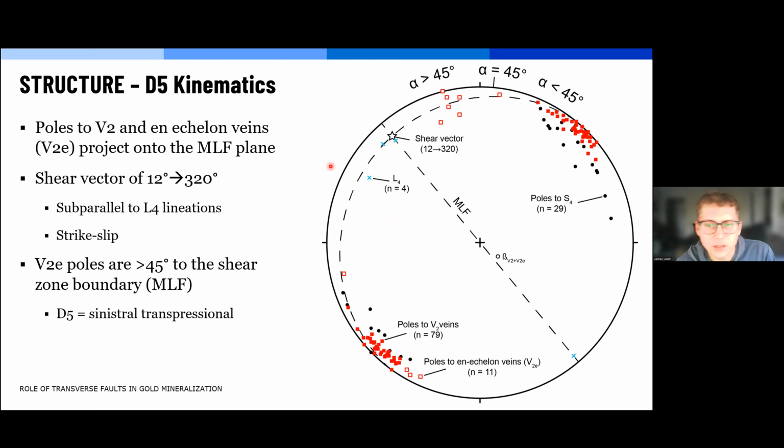This is subparallel to the L4 stretching lineations, shown in the blue crosses, which suggests that D4 and D5 may have shared a shear direction. And this also implies that movement in these deformation events was dominantly strike-slip with very little to no vertical movement. The V2E poles tend to plot greater than 45 degrees to the shear zone boundary, the Maskinonge Lake Fault, which suggests that D5 was sinistral and transgressional.